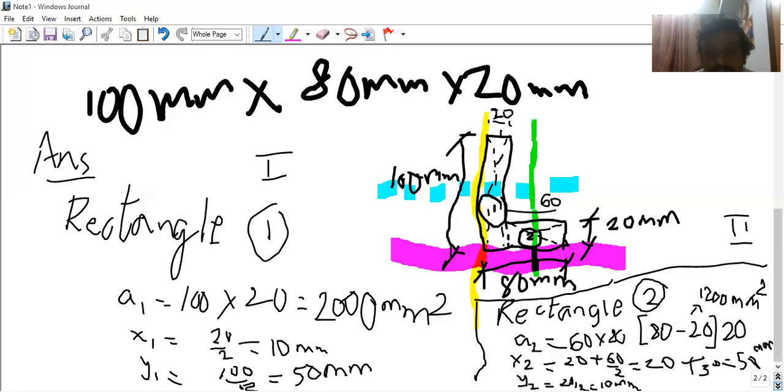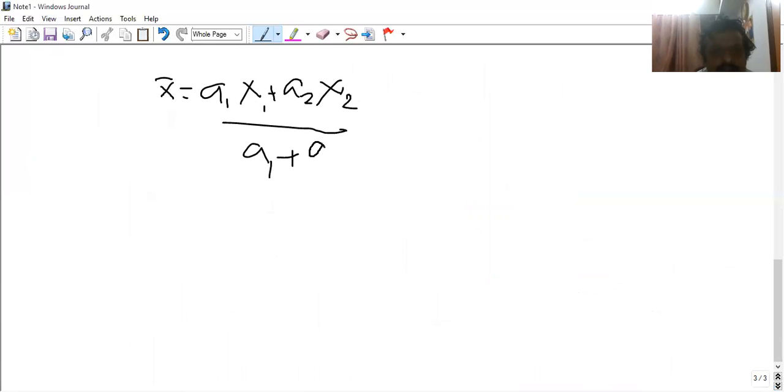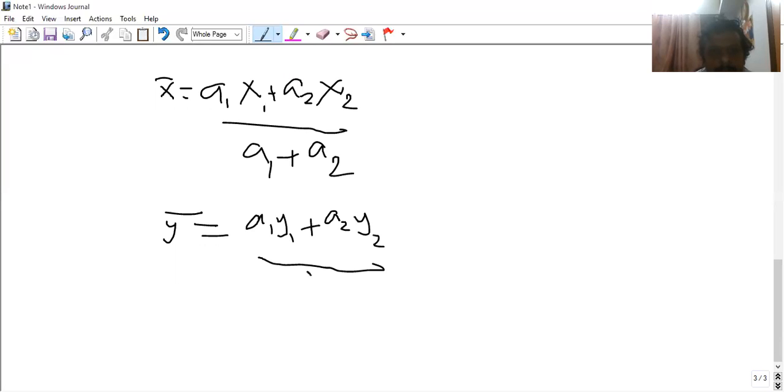Okay, students. Now, as I told you, you have x bar and y bar. So, what is the formula for x bar, students? X bar is equal to a1 x1 plus a2 x2 upon a1 plus a2. Is that clear, students? Same way, y bar will be a1 y1 plus a2 y2 upon a1 plus a2. Now just substitution, students.